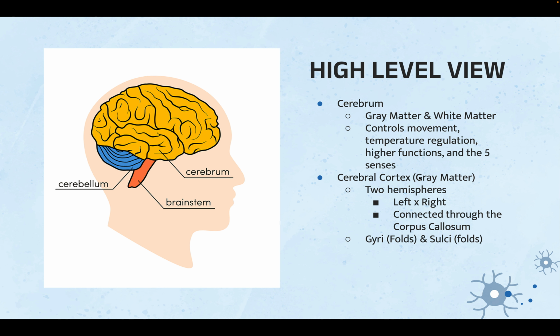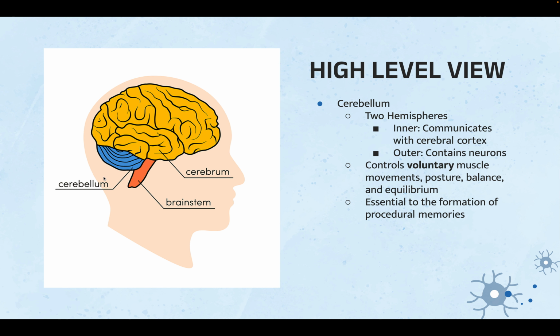The cerebral cortex, as everyone knows, is divided into two hemispheres, the left and the right. The left hemisphere controls the right side of the body, and the right hemisphere controls the left side of the body. It's connected through the corpus callosum, which is basically a system of nerves in between the two hemispheres. Often the corpus callosum is cut in order to help treat epilepsy and other disorders. The cerebral cortex also has folds, which are referred to as sulci and gyri.